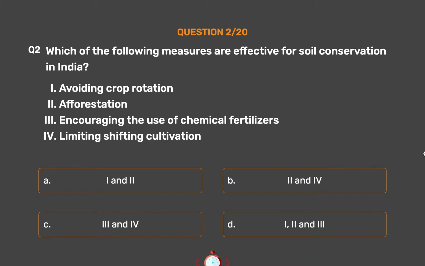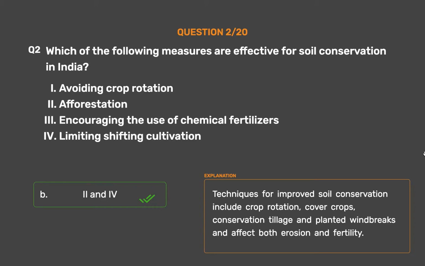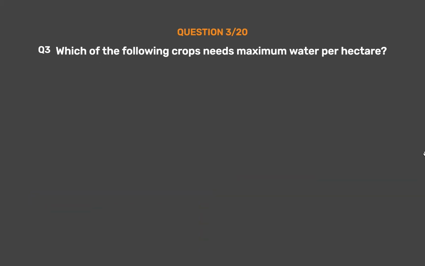The correct answer is Option B. 2 and 4. Techniques for improved soil conservation include crop rotation, cover crops, conservation tillage and planted windbreaks and affect both erosion and fertility. Question number 3.